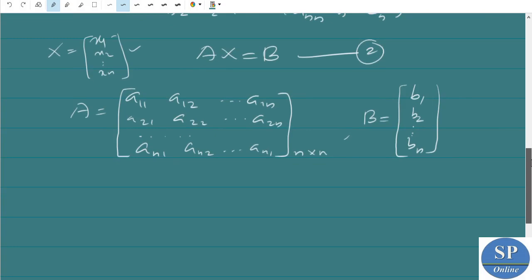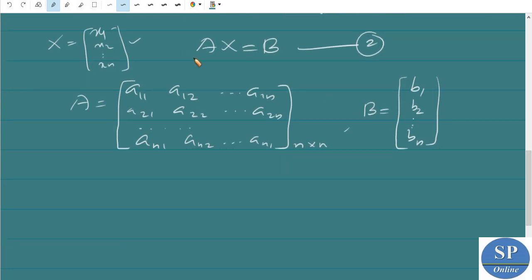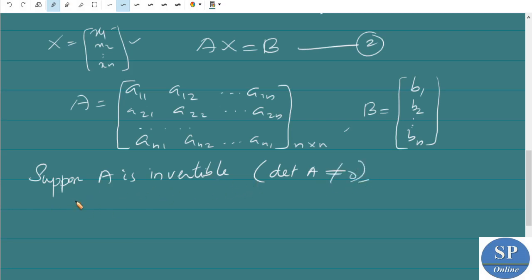Now, here we are using the inverse of this matrix A to find the solution of the system Ax equal to b. For that, suppose A is invertible. That means determinant of A is not equal to 0. Then Ax equal to b has a solution. If A is invertible, then determinant of A not equal to 0, which implies A inverse exists, since we know A inverse is adjoint of A divided by determinant of A.